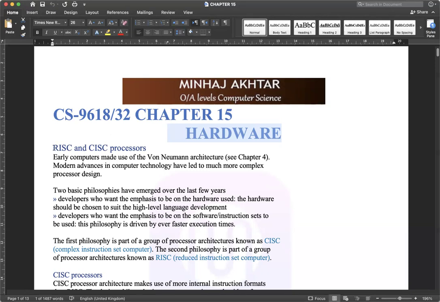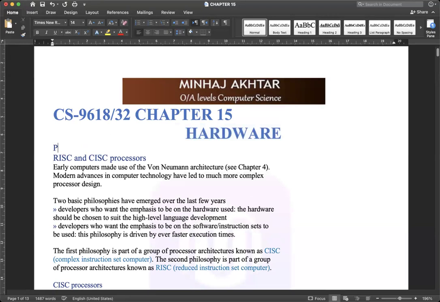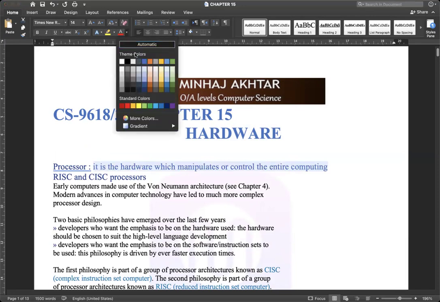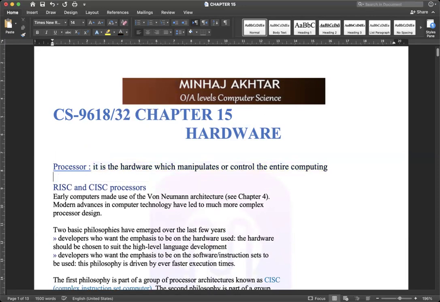Two types of processors are there. First, can you tell me what is a processor? It's like the main thing that computes and does everything for the computer. It controls the entire computing. Processor is just like our brain, just like the human brain.